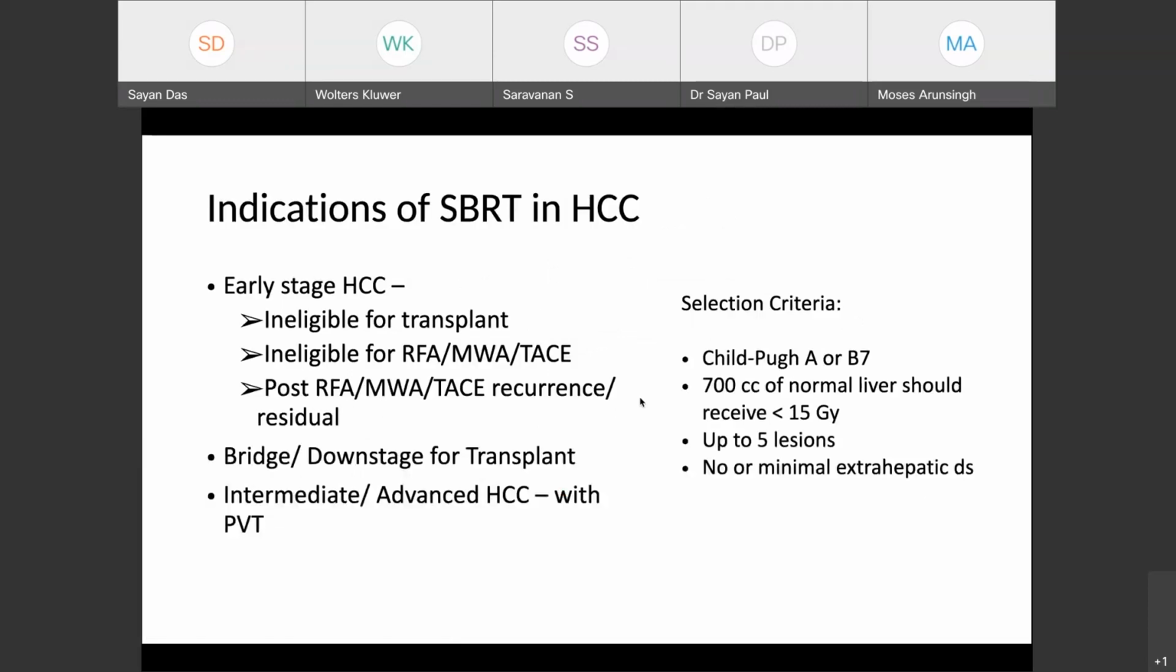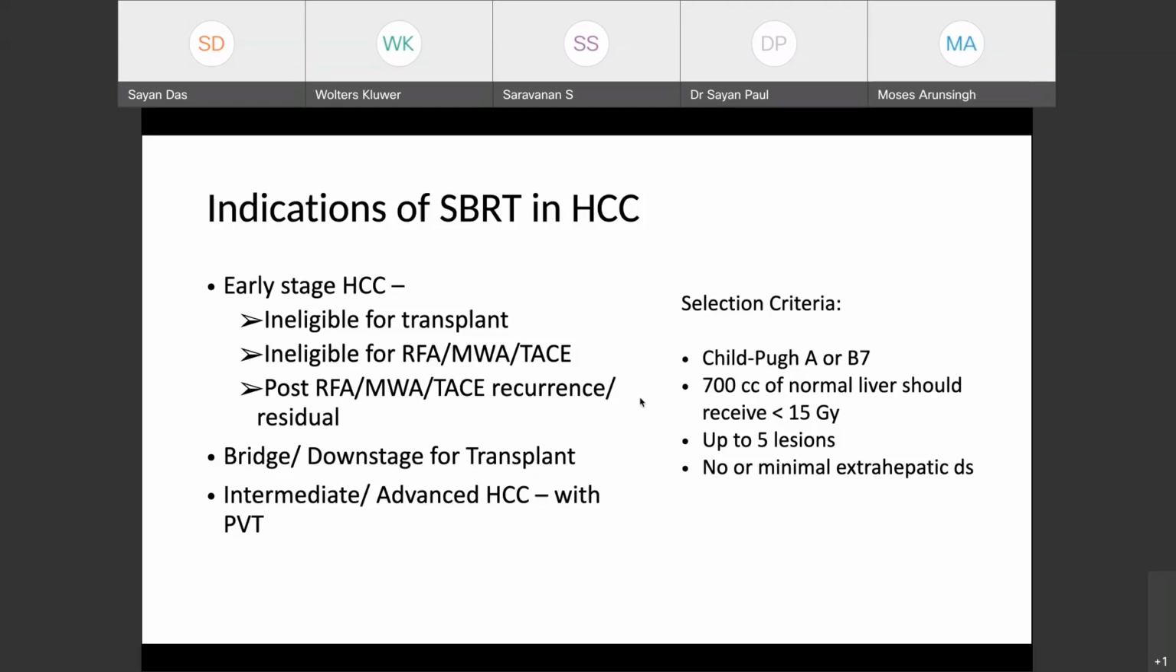At this point in time, the common indications of SBRT can be categorized into 3 groups. The first group is early stage hepatocellular carcinomas, if the patient is ineligible for transplant or is refusing surgery, is ineligible for the more conventional treatments like RFA, microwave, or TACE, or even if after undergoing these procedures, there is a residual disease or a recurrent lesion. The second group is if you are planning to bridge or downstage for transplant. I'll talk about it in detail in the next slide. The third category, which is the most common scenario that we face, is intermediate or advanced HCC, especially with portal vein thrombosis.